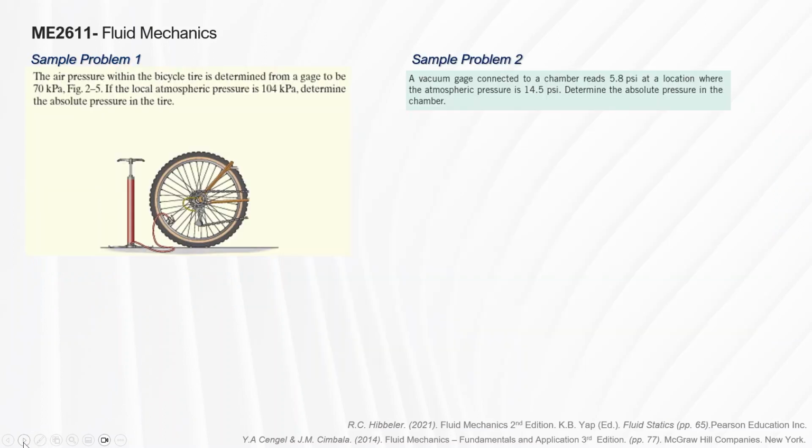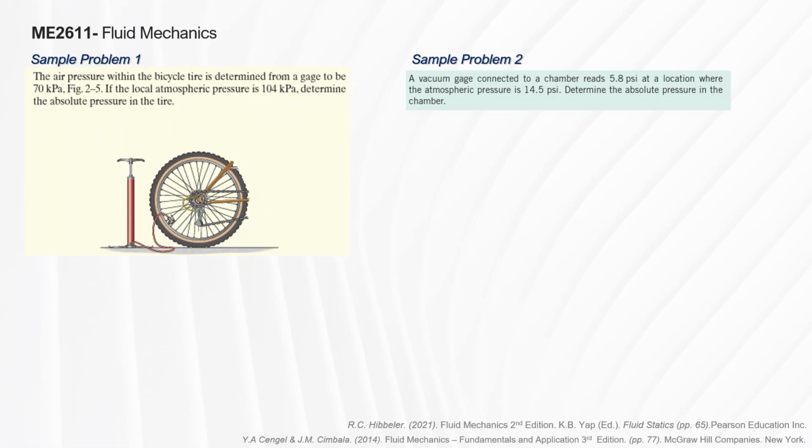So let's try solving some problems. For example, here we have a sample problem. The air pressure within the bicycle is determined from a gauge. We have a gauge reading of 70 kPa, 70 kPa gauge. If the local atmospheric pressure is 104 kPa, what is the absolute pressure in the tire?